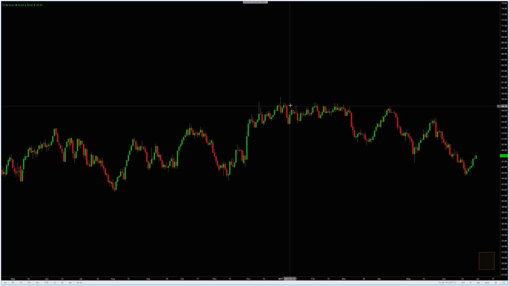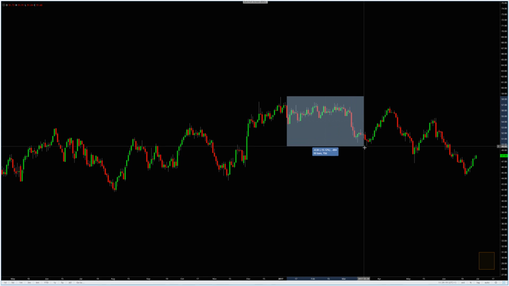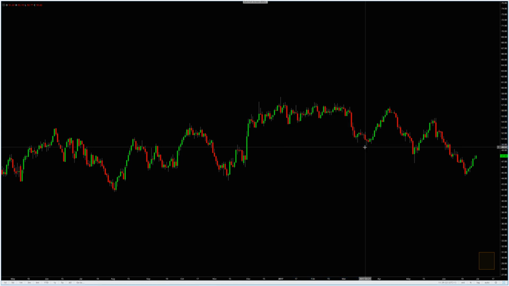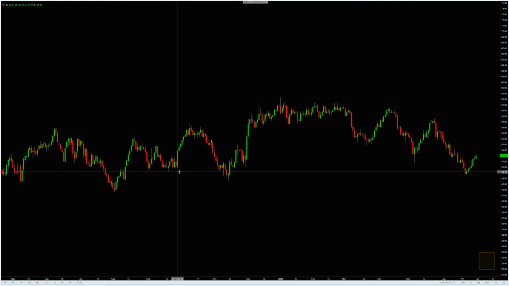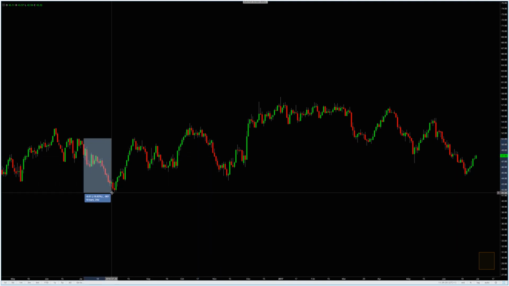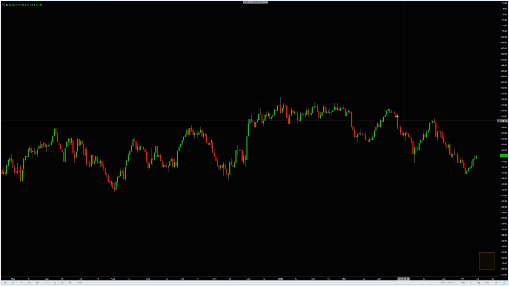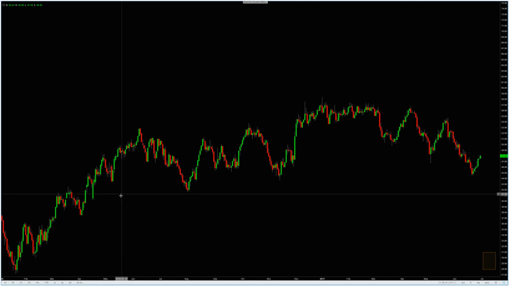Let's go back to this high up here to the low, because this is all kind of one down move. It just ranged for a very long time. From the high down to the low comes in at about 90 pips. So not quite 100, but 100, 100, 90. Let's take this high to the low, 100 pips. Let's take these highs to the low, 95, 96 pips. So 100, 100, 90, 100, 95. These are all coming in very, very similar.